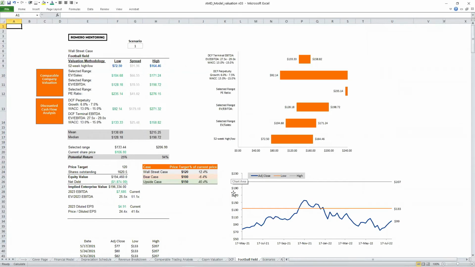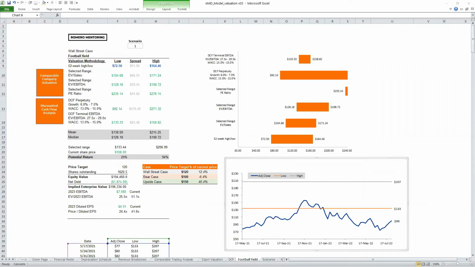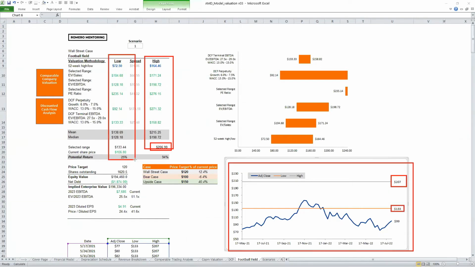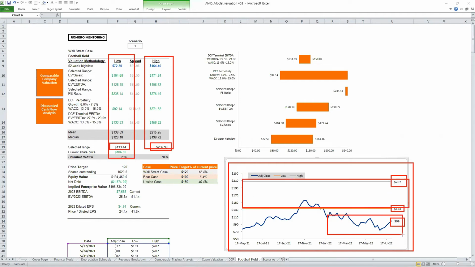Okay. So let's focus more on the valuation table that summarizes everything right here. The high of 207 comes from this selected range, high valuation range. The low of 133 comes from our low range right here. And currently the stock is trading below $99. So anytime a stock trades outside of this range, this is a buying opportunity, folks. This is a buying opportunity.